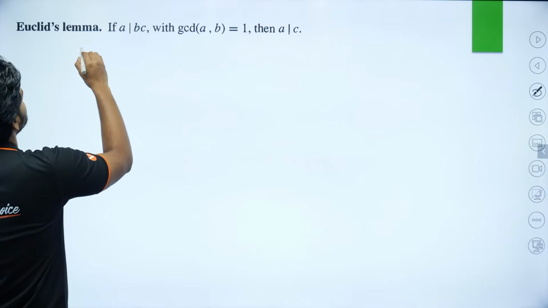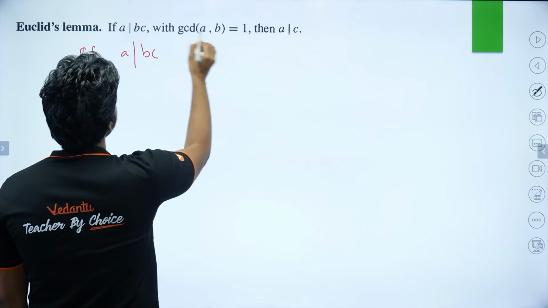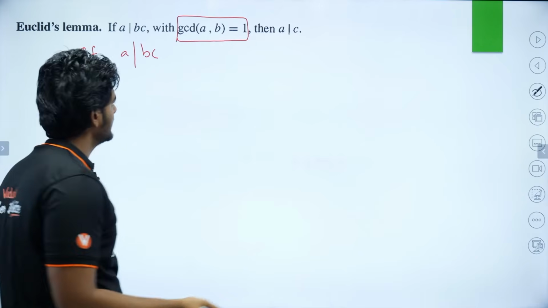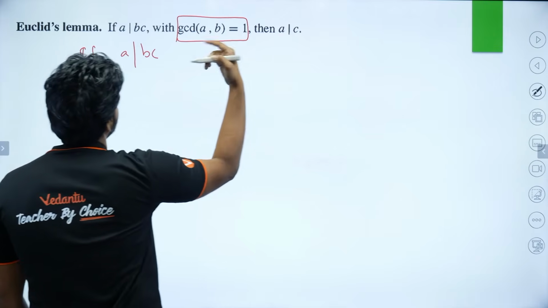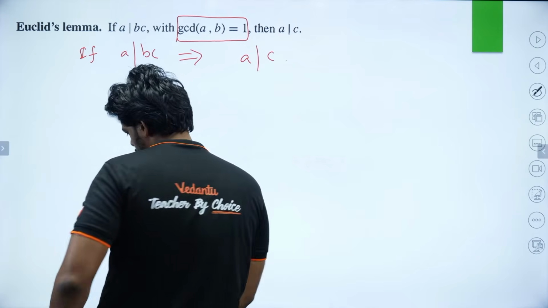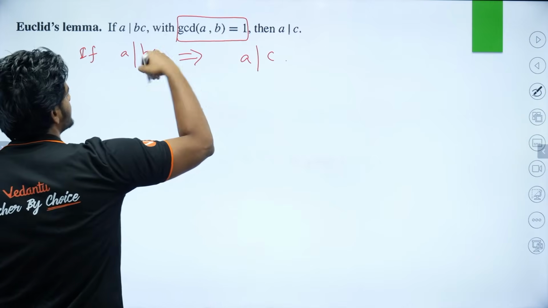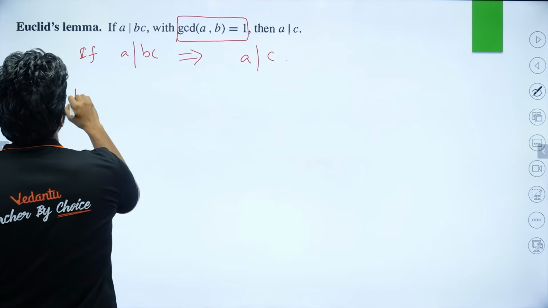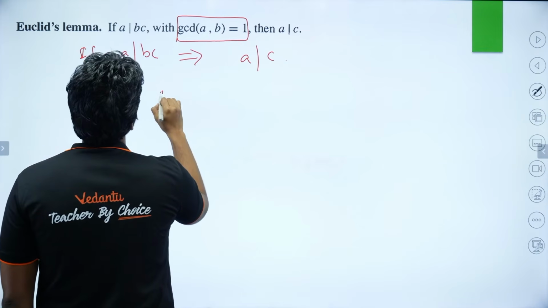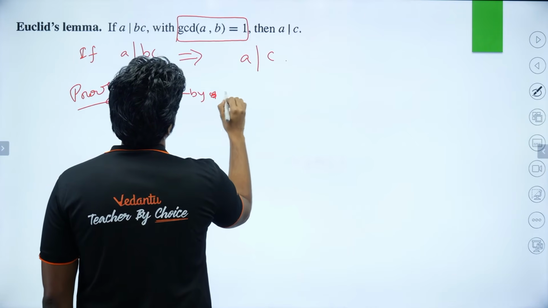So this says that if A divides BC and there is no common divisor between A and B other than 1, 1 is always a common divisor, and if A and B don't have any other common divisor, that would imply that A should divide C. Now this should be something very intuitive, right? Even if it is not intuitive, let's try to prove it rigorously. So since GCD of A comma B is 1, there will be x and y such that Ax plus By is equal to 1.